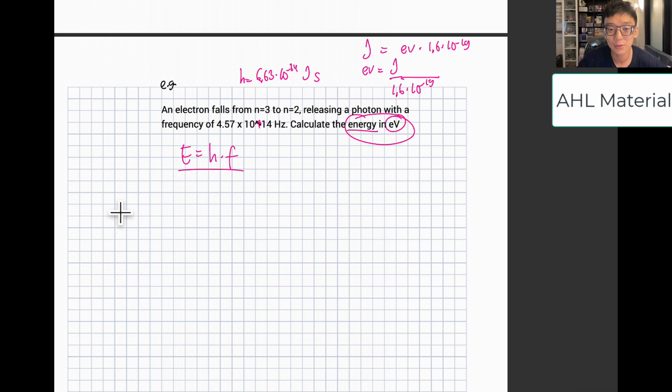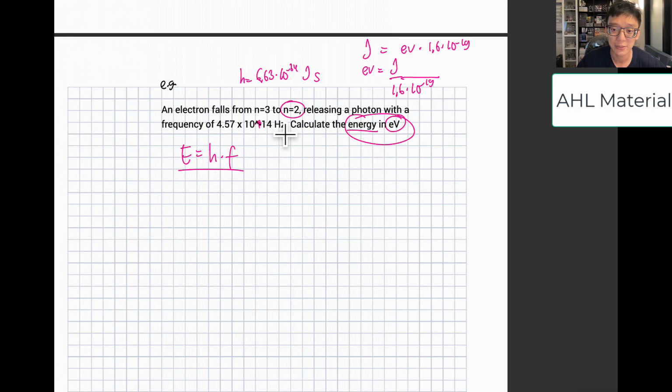So now let's discuss one example of a probable calculation question. This often appears. For example, an electron falls from n=3, meaning from the third shell to the second shell. It will release a photon with a frequency of 4.57 × 10^14 Hz, because typically, this is the second shell, so it's in the Balmer series, and it releases visible light. Visible light typically has a photon frequency between 10^14 and 10^15 Hz.